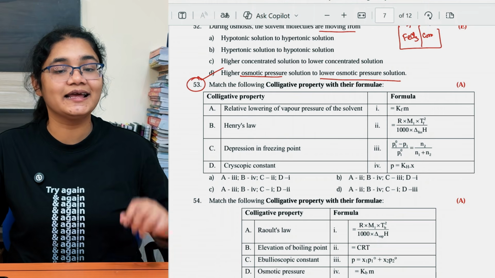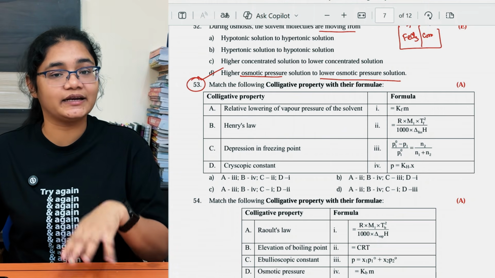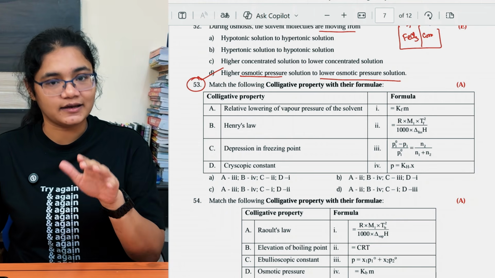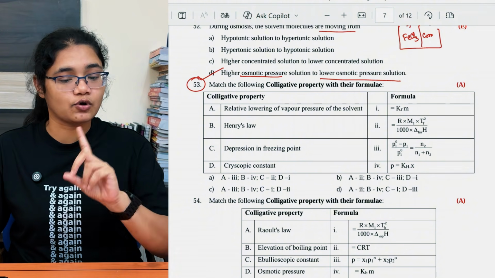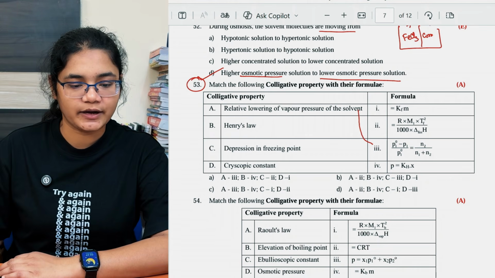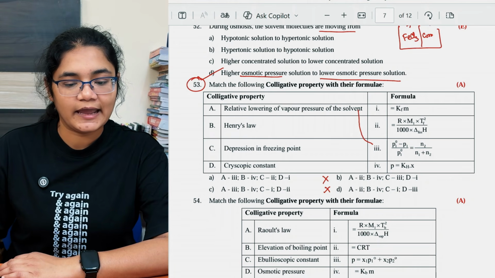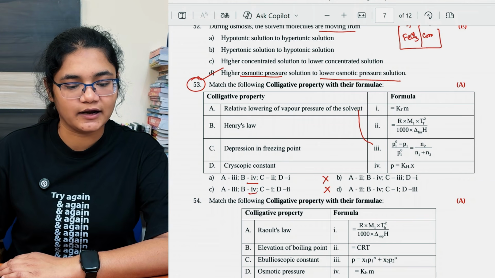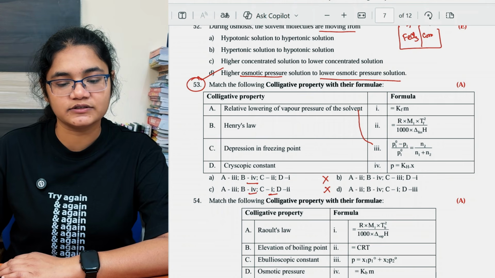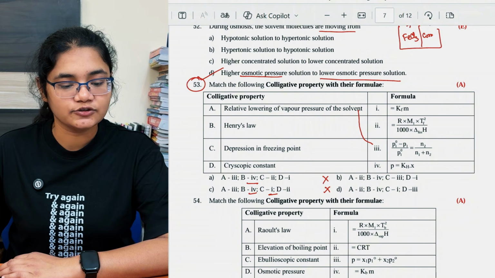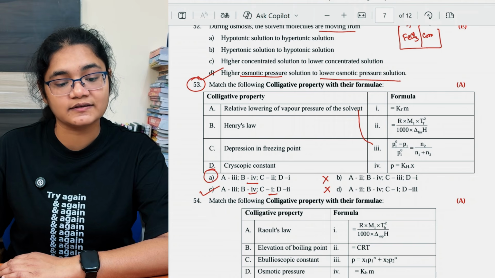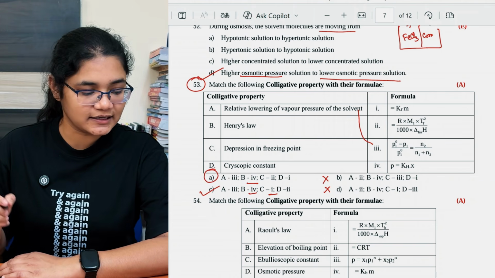Okay, this question's answer in the answer key provided by the PU2 board is wrong. I have given you the correct answer here in this video. Please check this. The answer given in the solution is wrong for question number 53. Okay, relative lowering of vapor pressure is your option number 3, right? So A will be 3, we will eliminate these two. Henry's law, B will be 4, right? Both are having that one. Depression in freezing point is your C1. Okay, C1, and D, cryoscopic constant, is this formula, which is your D2. So the correct answer is option number C, but according to the answer key given by the PU2 board, the correct answer mentioned is A. Okay, it is not the correct answer. C is the correct answer.